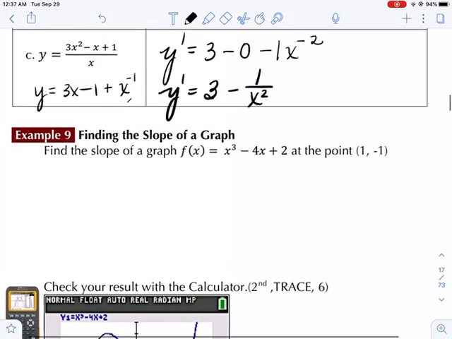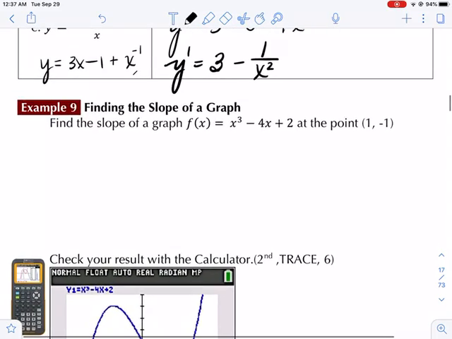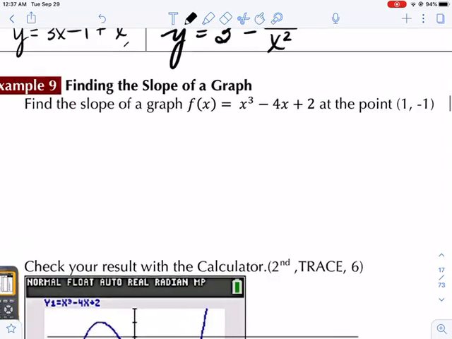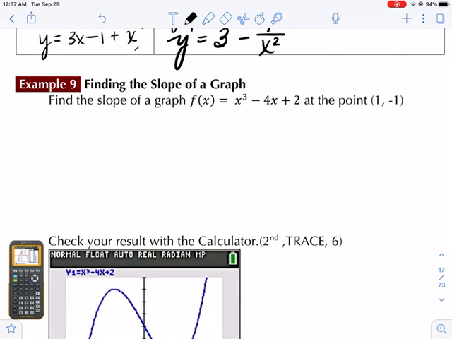Okay, we're back now on section 2.2, picking up with example 9 on derivative rules. So we find the slope of a graph of f of x is equal to x cubed minus 4x plus 2 at the point 1, negative 1. So what we want to do is find the derivative first. So we have f prime of x is equal to 3x squared minus 4x.